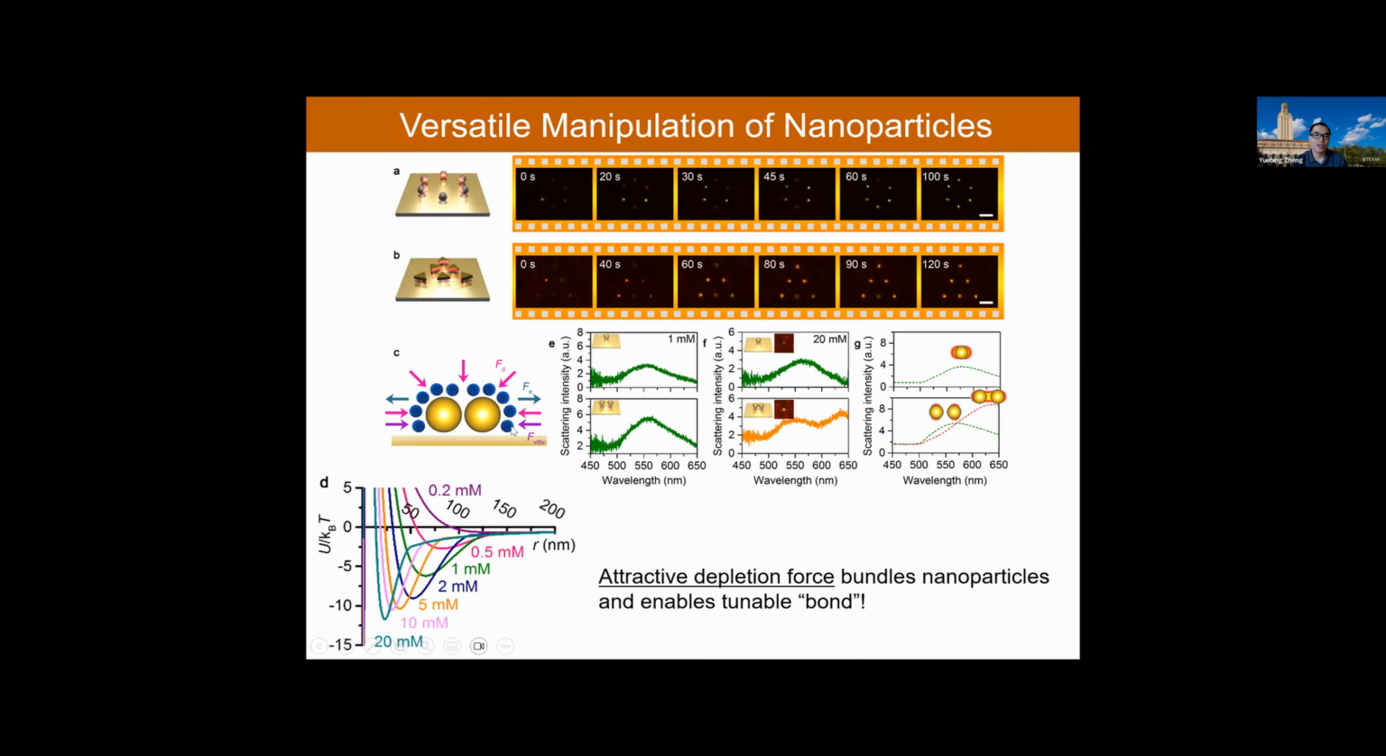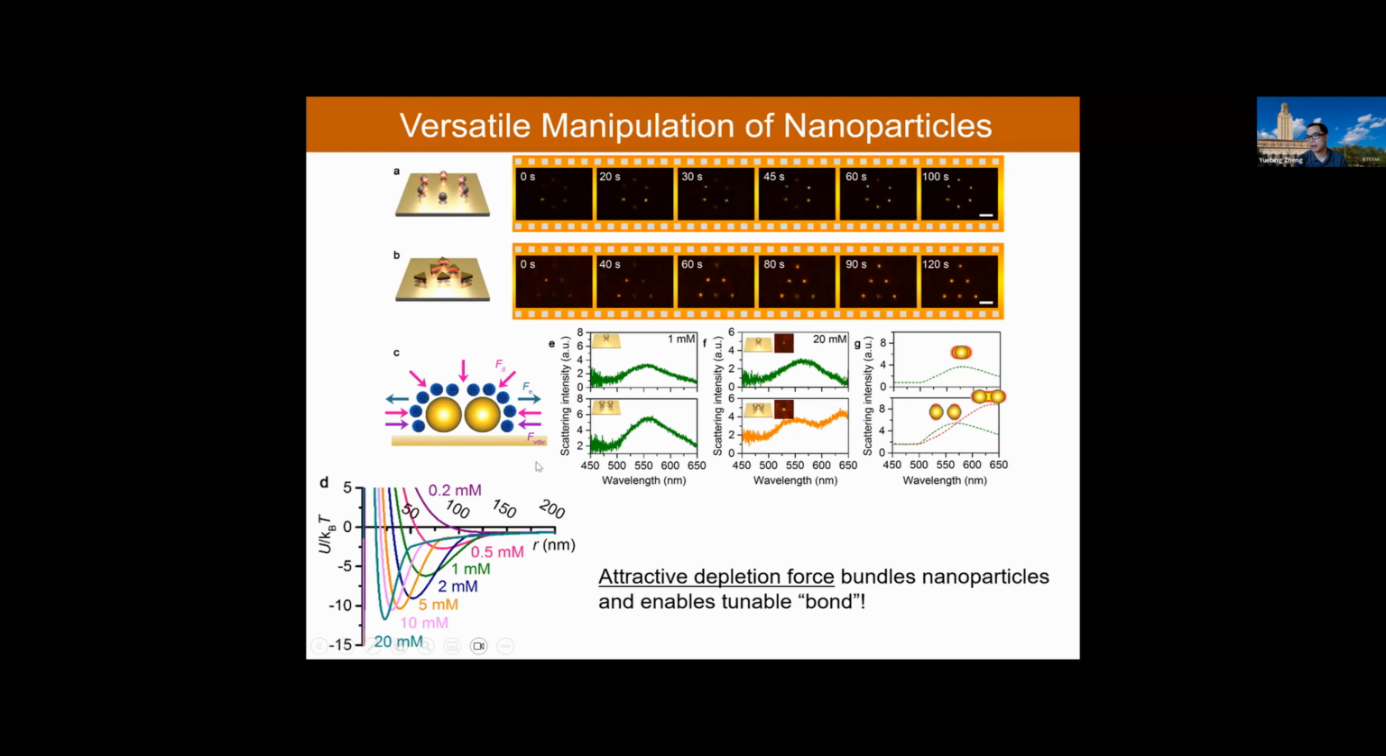Another interesting thing about this system is that we can introduce bonding between the particles. In a conventional optical tweezer, you hold the particle in some position using a laser beam. When you turn off the laser beam, it goes into Brownian motion again. But here, we can hold the particles close enough to introduce what we call an attractive depletion force to bond the particles together. So basically, we introduce an artificial bond between two particles.